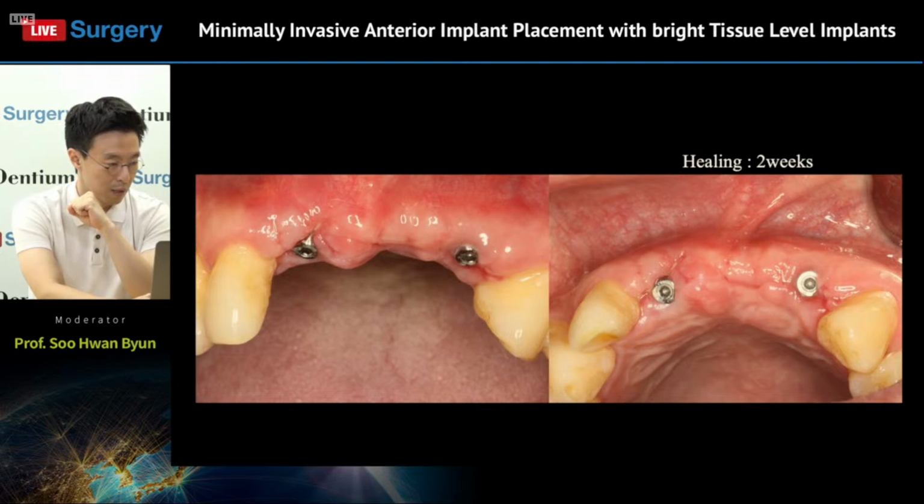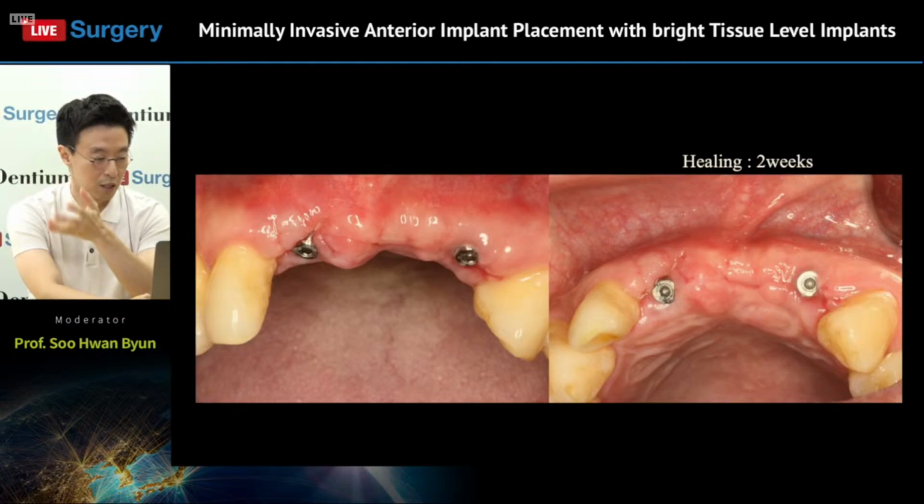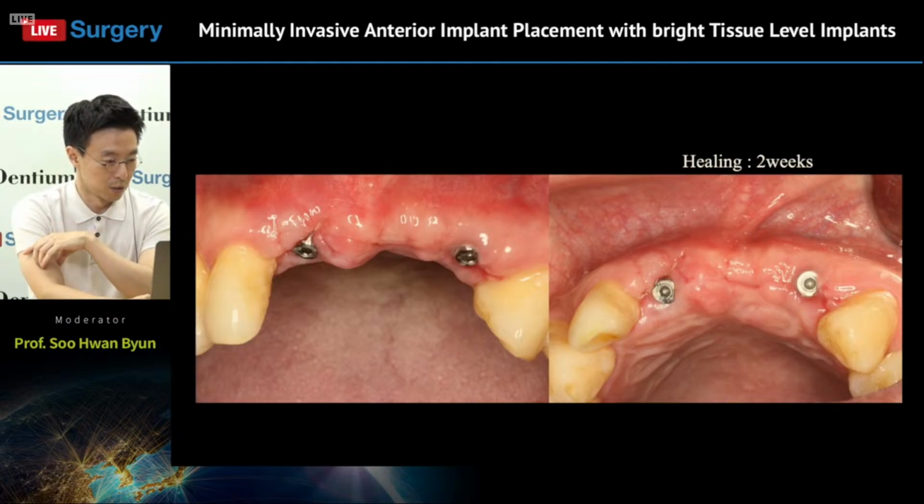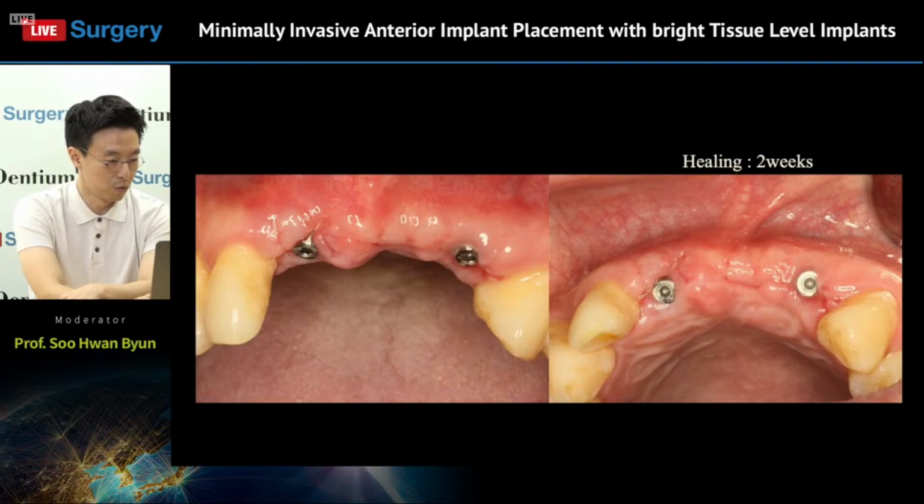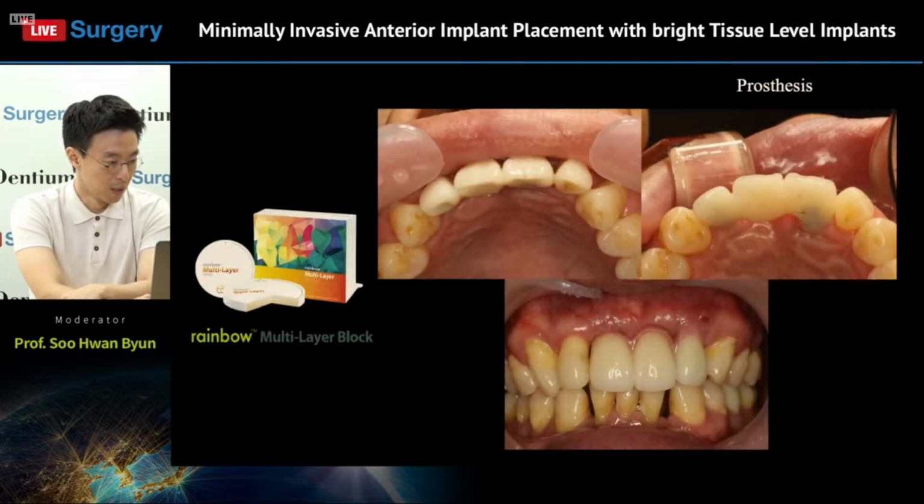This is the clinical photo after 2 weeks. At this time, I did the stitch removal. The soft tissue condition around both fixtures was very good. And after 2 months, I decided to make the final restoration.